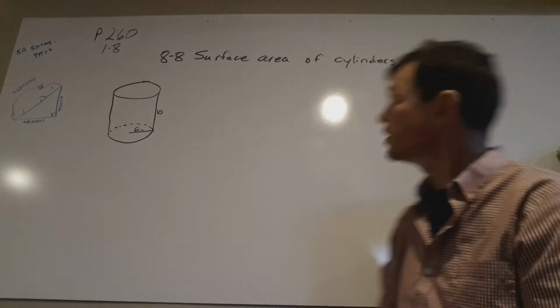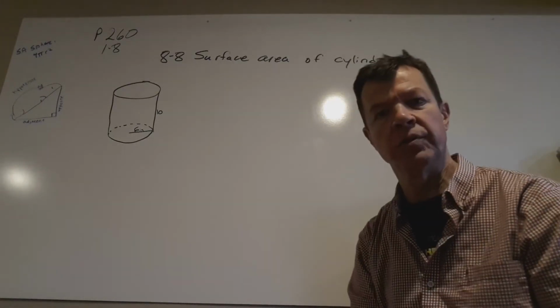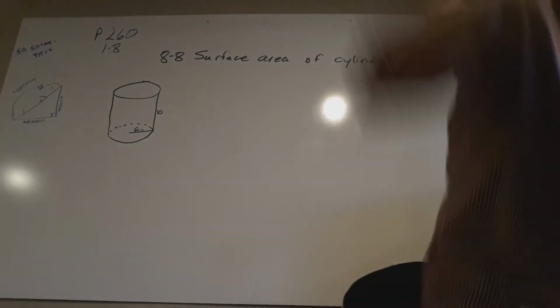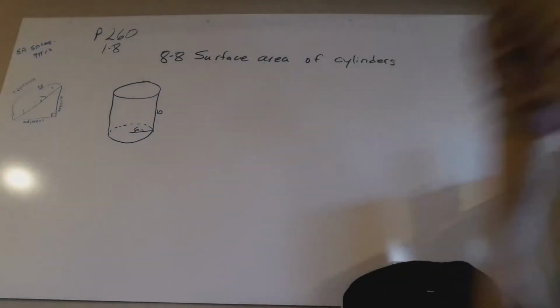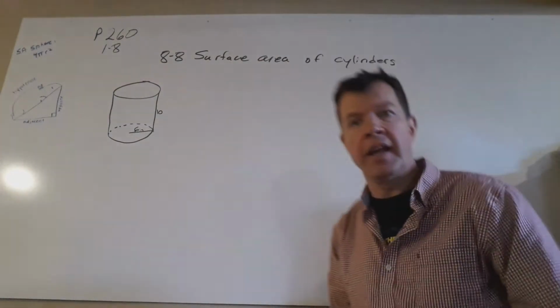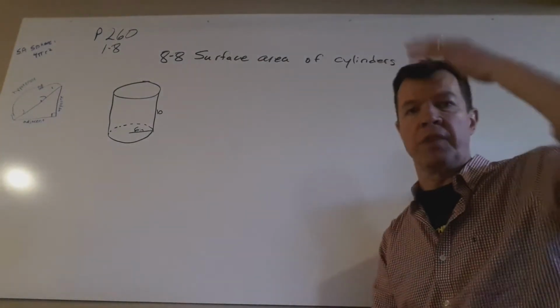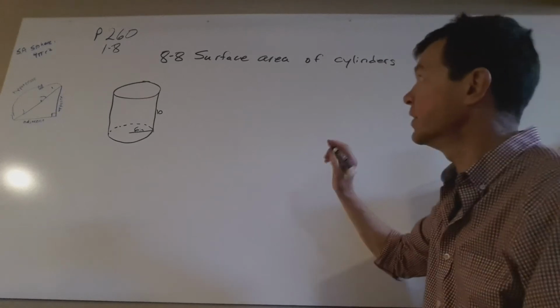Here we are starting section 8.8, which deals with surface areas of cylinders. Excuse me. All right, that should be much better. Less glare on that. Anyway, here we go. 8.8, surface areas of a cylinder.